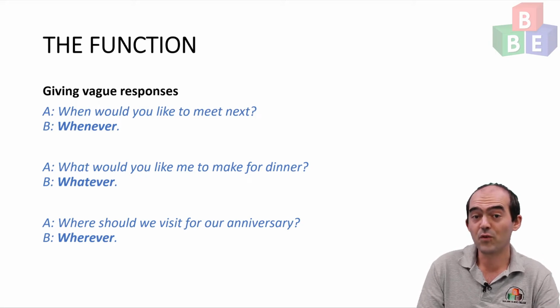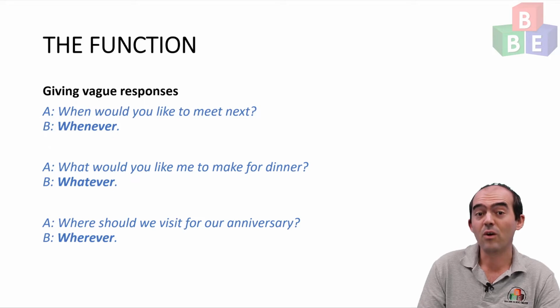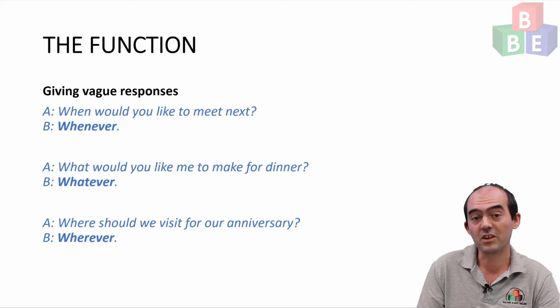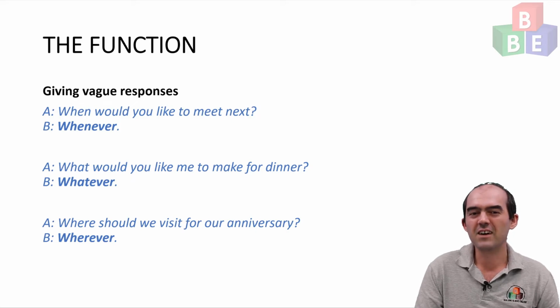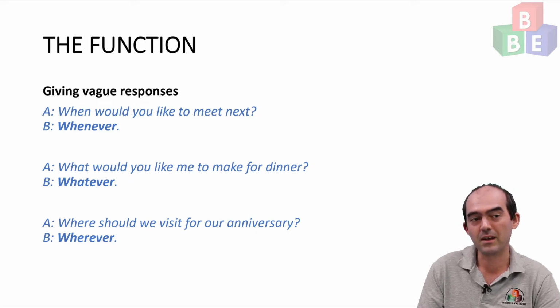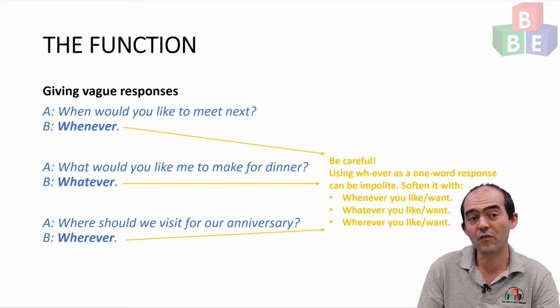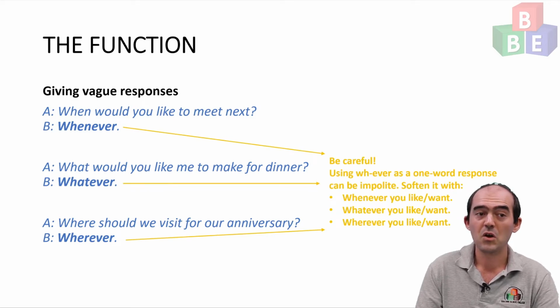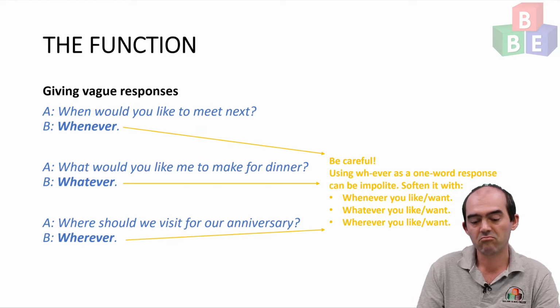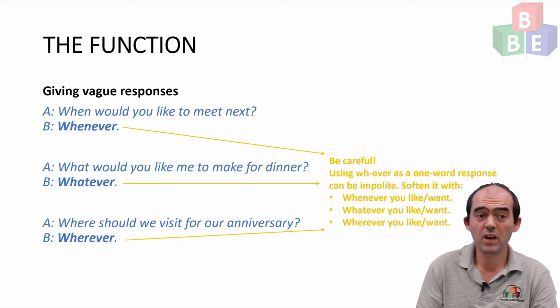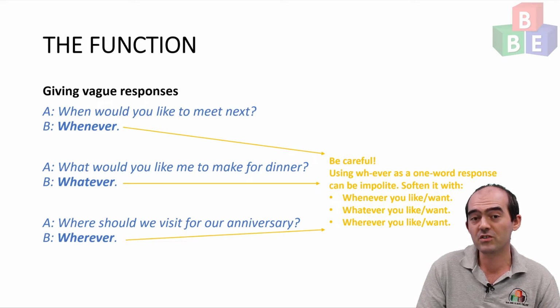Now, these WH-ever words are very common. However, be careful with them when you're using them as a response, because when they're just one word, they can sound a little bit rude, a little bit impolite. So, in order to soften it, to make it more polite, we can fill out the sentence and add other words. For example, when would you like to meet next? Whenever you like, whenever you want. By adding these extra words, I have made my response sound more polite, less rude.